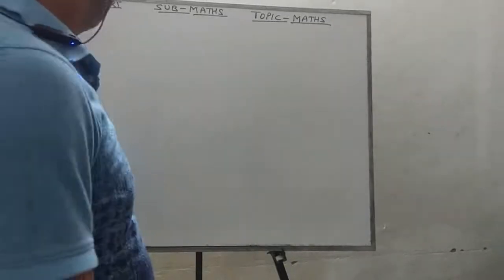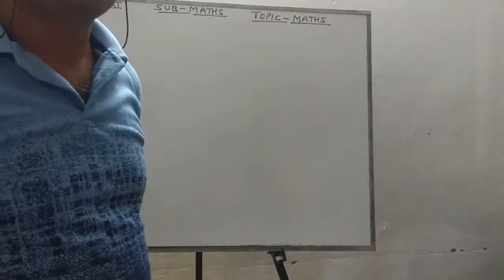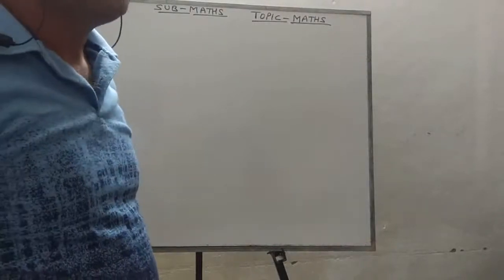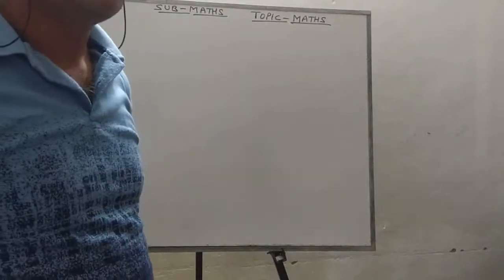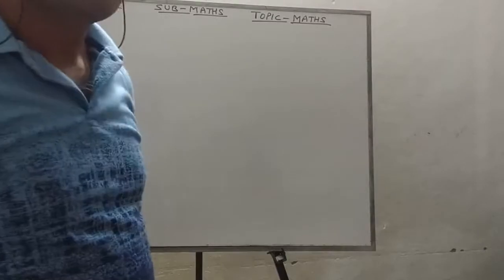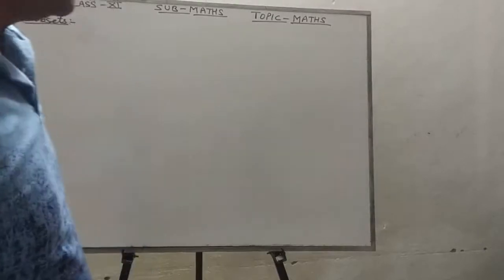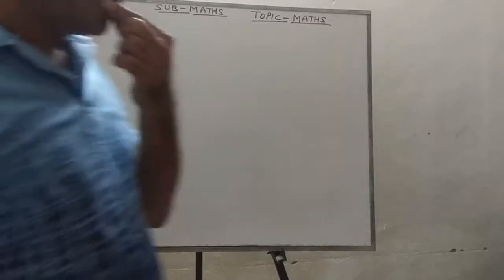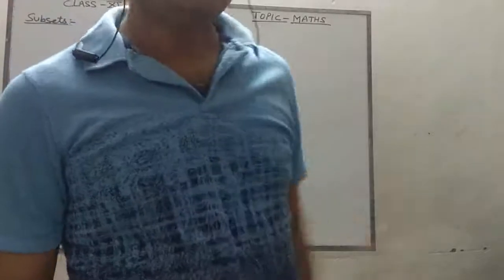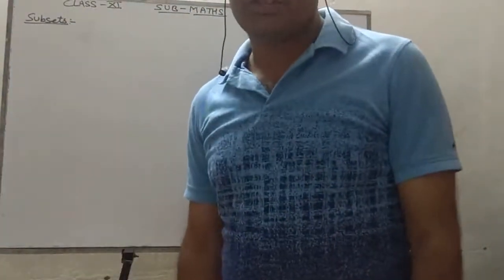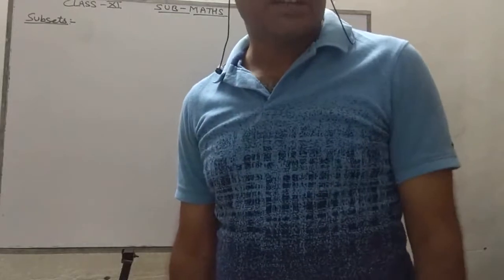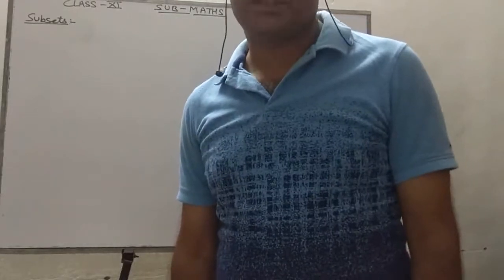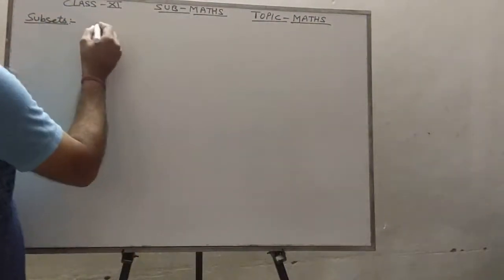all the learners. As we have discussed in the previous video, what are the subsets of any set. We are continuing from that video. As you know, A and B are two sets. If all elements of the first set are elements of the second set also, then we say the first set is the subset of the second set.